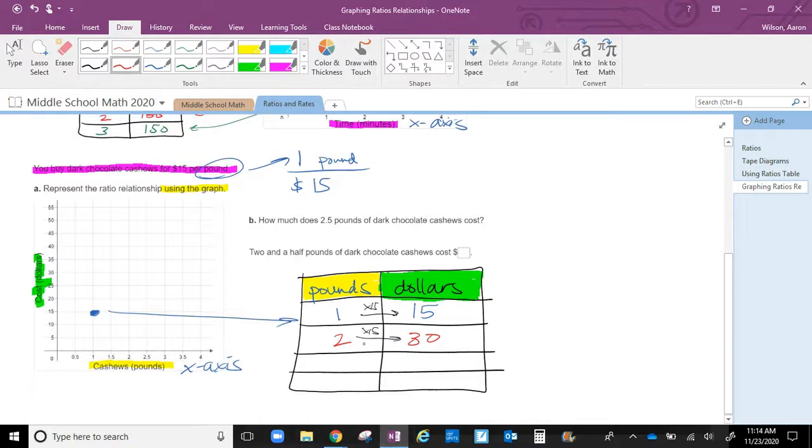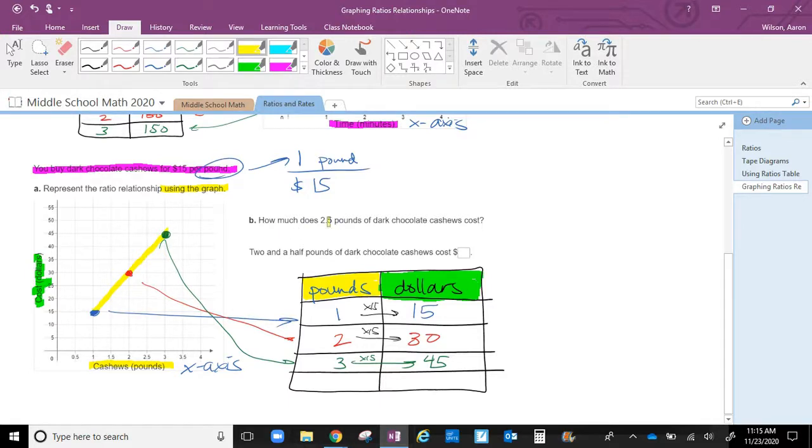So now I have to plot this one. 2 pounds costs $30. There's that one. And let's plot one more. Let's plot 3. Well, 3 times 15 is 45. So 3 and 45. There's the last one. Okay, and then of course you can connect these dots and you'll see your linear graph because it creates a straight line. And now all we have to do is part B.